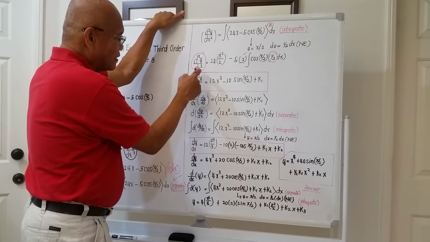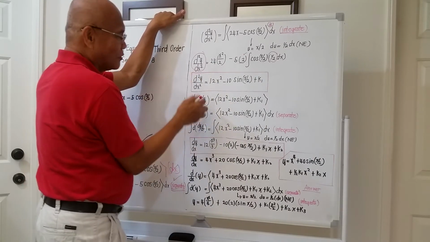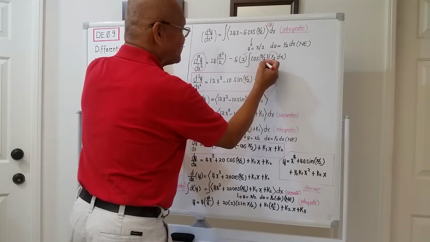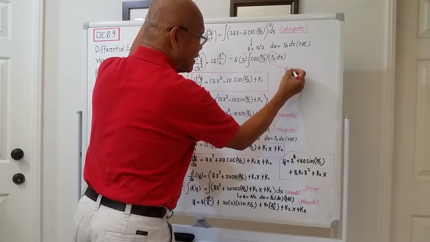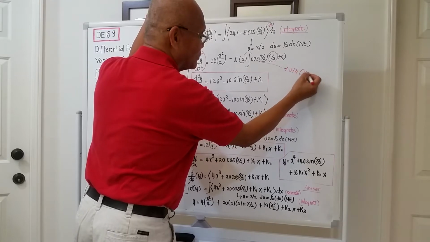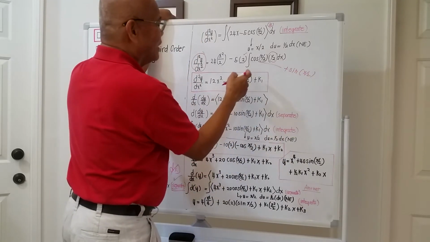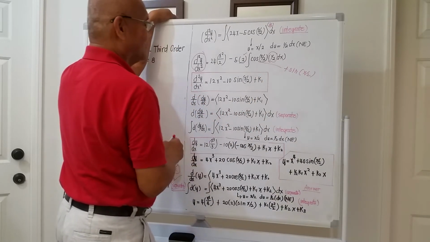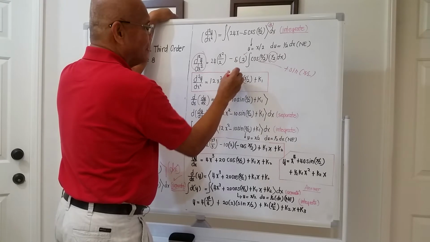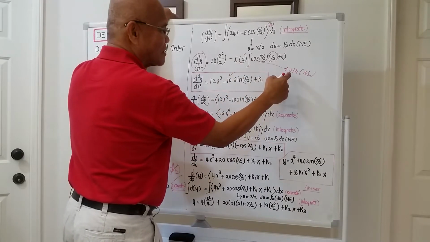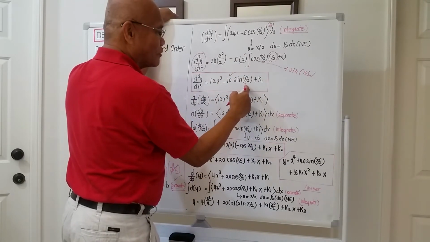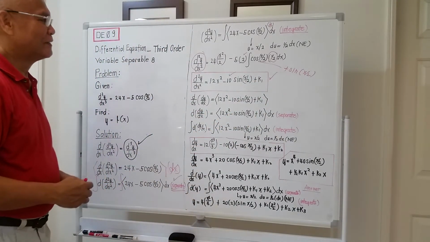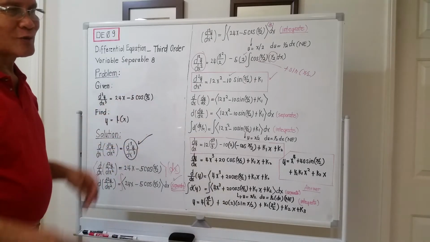Therefore, the second derivative of y with respect to x, the left hand side, equals 12x squared. The integral of cosine is a plus sine of x over 2. Sorry for that one, plus sine. 5 times 2 will be 10, and the integral of cosine is sine of x over 2. So, 10 sine of x over 2 plus k1. Okay? That's the first part of the solution.